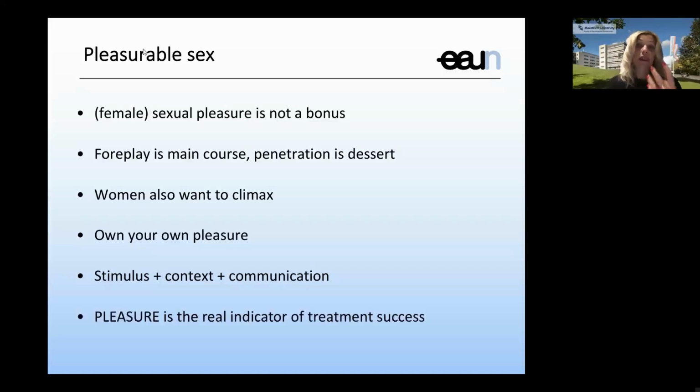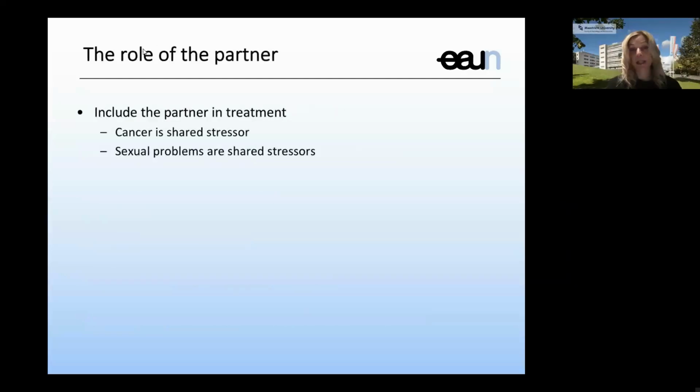And also important, if we think about sexual rehabilitation, especially after treatment, cancer treatments or after chronic diseases, treatment success should be defined by pleasurable sex and not restoring the sexual function or restoring the sexual response. It's about making sure that patients can have pleasurable sexuality in any possible way and not necessarily via penetration.